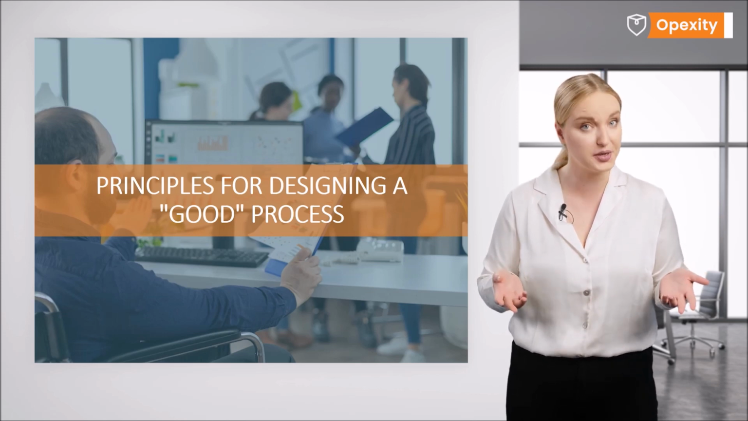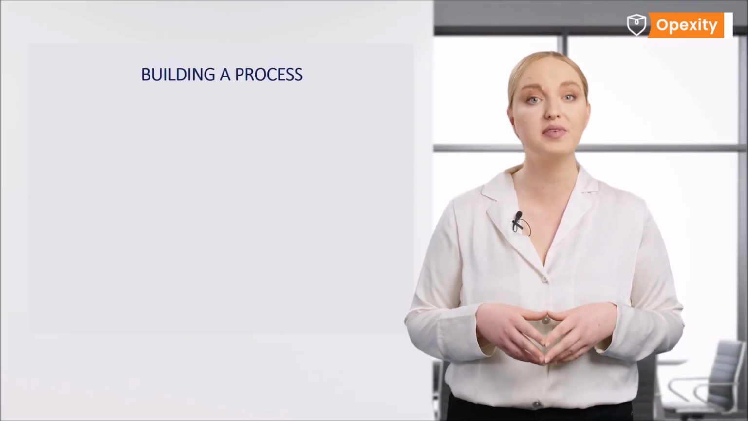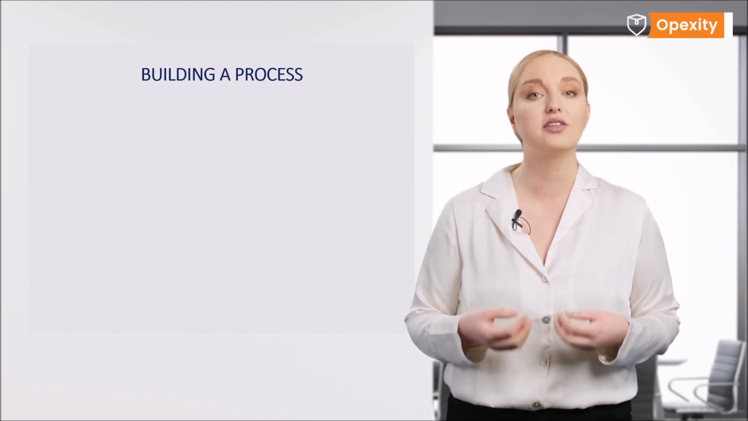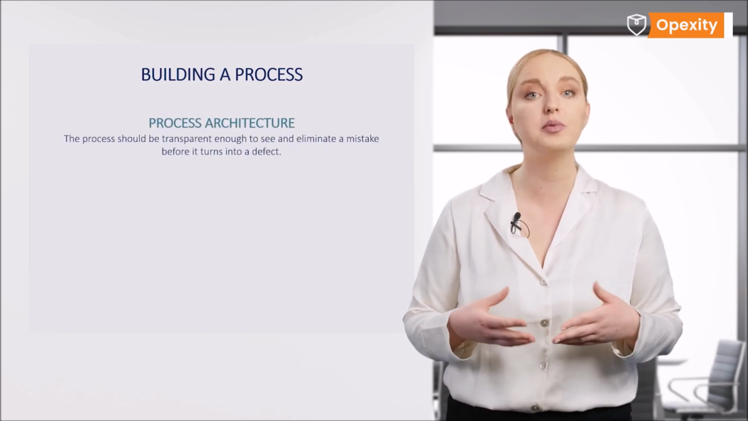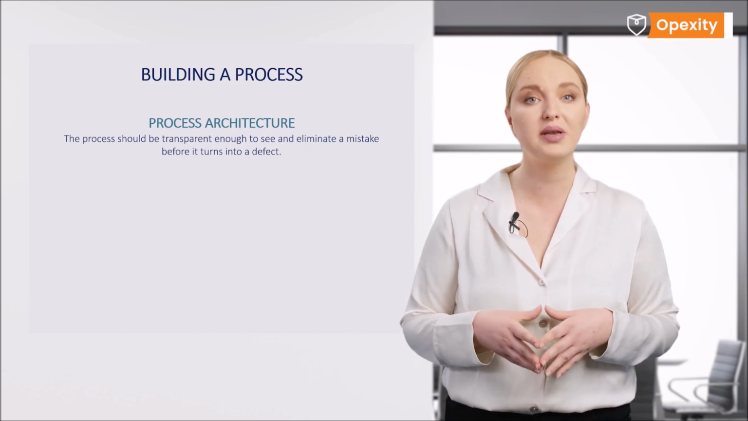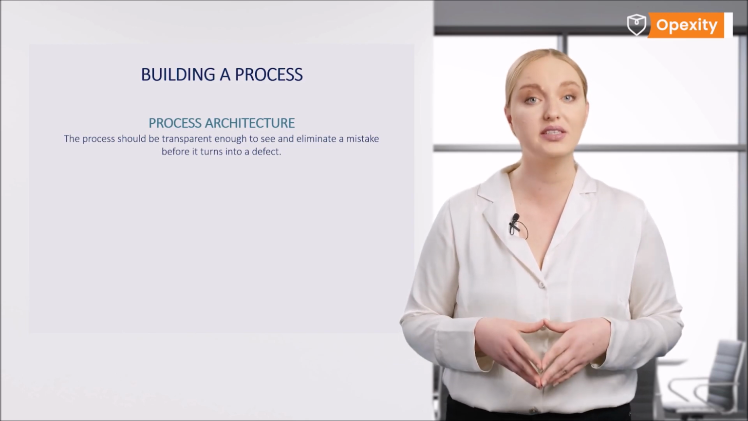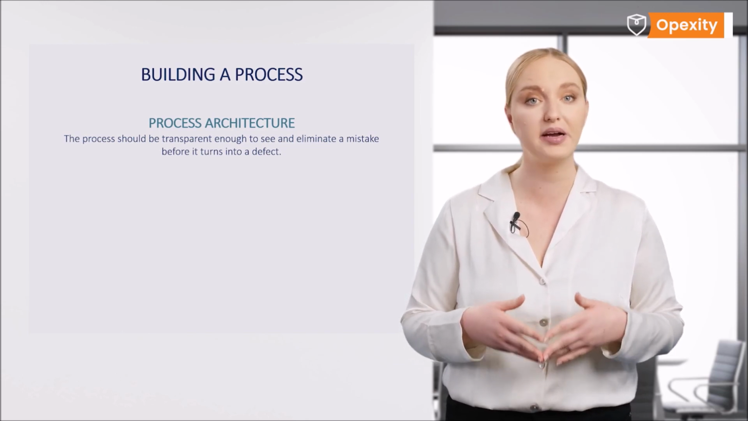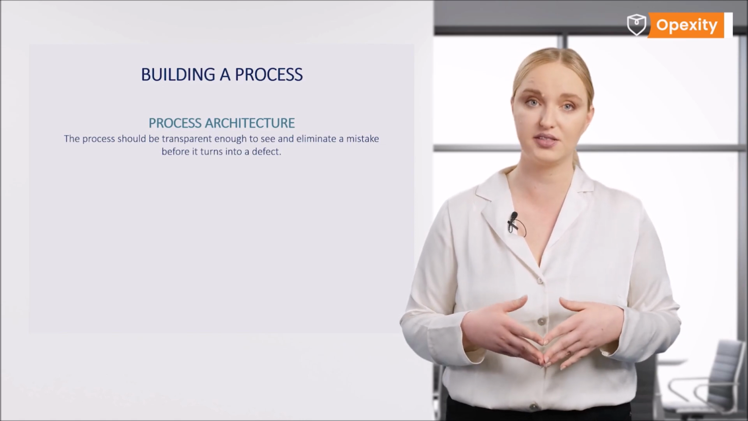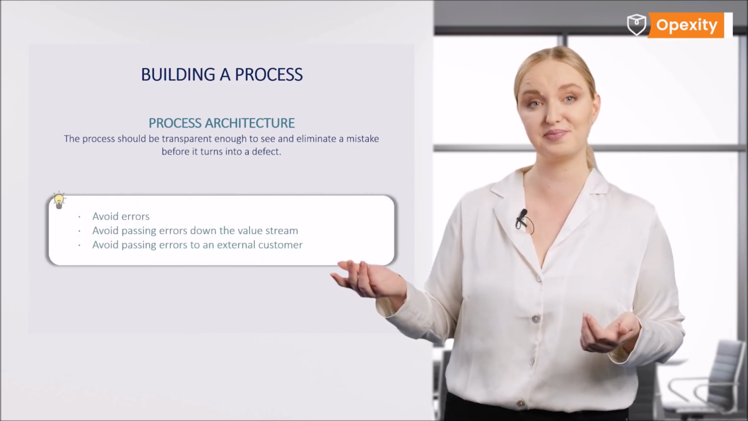And by good, I mean error-proof. When building a new process or improving an existing one, it makes sense to start with the architecture. The architecture of a process is how it will be built, how many alternatives will be allowed for decision points, and how many inputs and outputs it will have, and so on. And from a quality standpoint, the process should be transparent enough to see and eliminate errors before they turn into defects. That's why it's a good idea to use the following strategies.